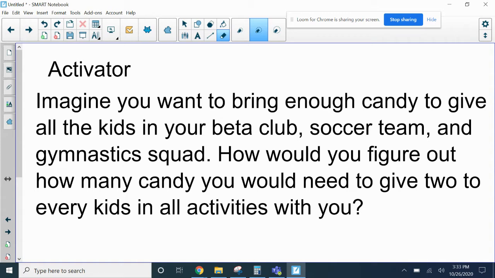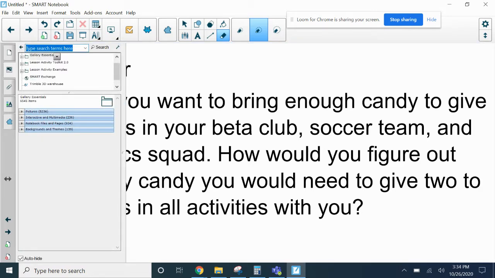So how would you figure out how much candy you would need to buy, if you need to give 2 of those to every single kid in all 3 of those activities? You're exactly right. Those thoughts are awesome. I'm hearing a lot of, well, you need to know how many kids are in each of those groups and multiply by 2. Those are all great ideas. So let's get into the distributive property, and then we'll come back to this.